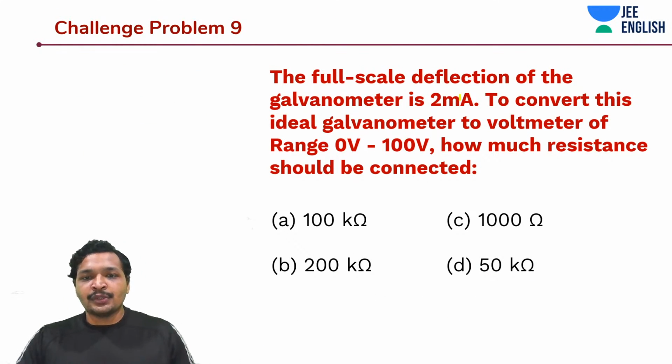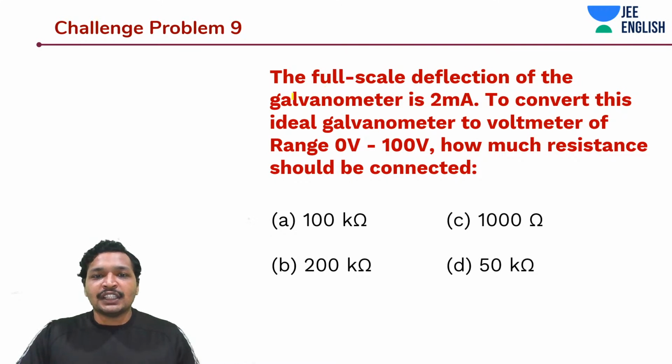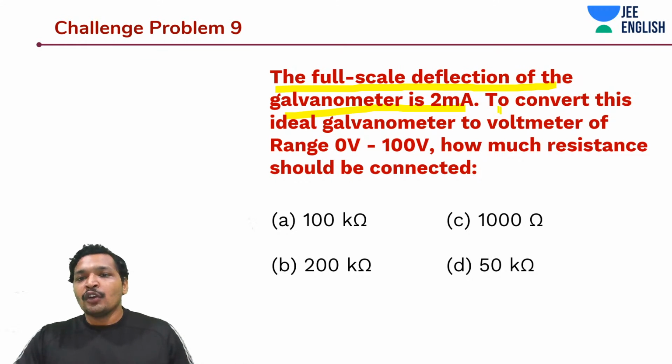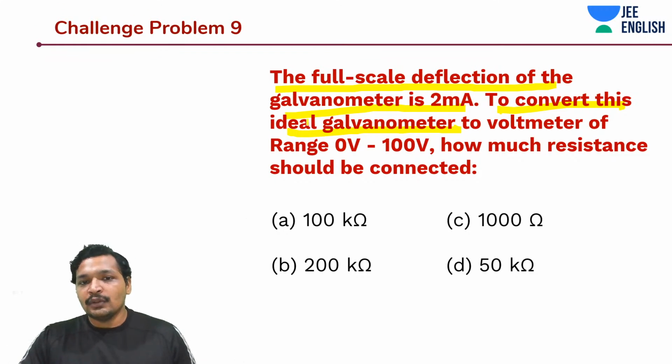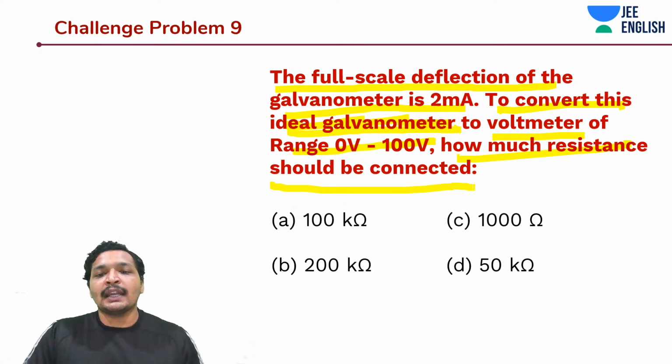Let's get into the question, students. The full scale deflection of the galvanometer is 2 milliampere. To convert this ideal galvanometer to a voltmeter with a range 0 to 100 volt, how much resistance should be connected to it?